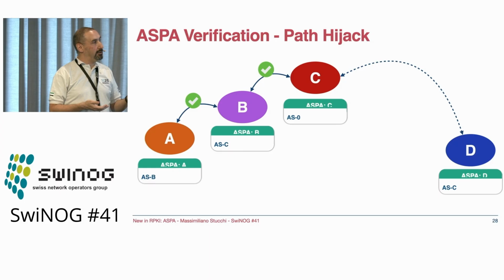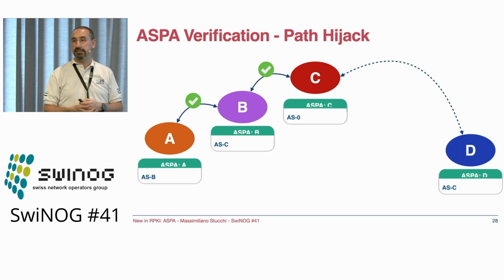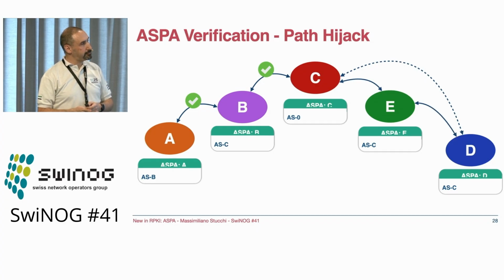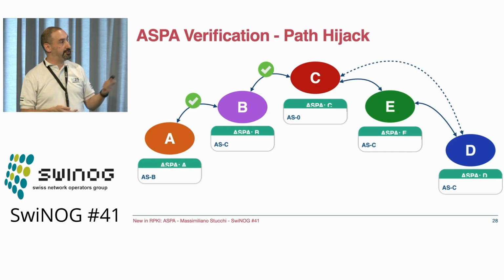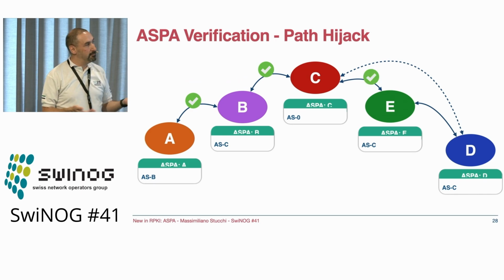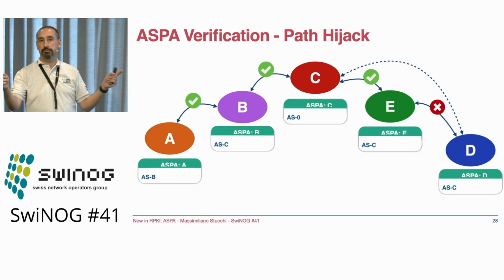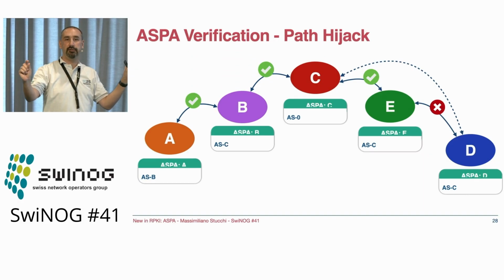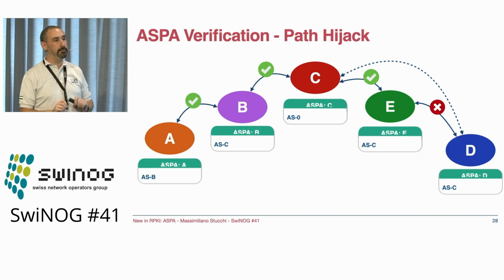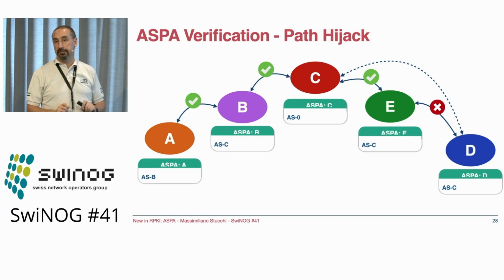Then I could have D talking to C, which is its upstream, and then somebody tries to get in the middle. E tries to get in the middle, and I can spot it because D doesn't list E as its upstream. So in that case, E to C would be valid, but D to E would not be. So I can take that BGP announcement that contains this AS path, validate it with ASPA, and say, no, I'm not going to accept it, and just leave that route out.